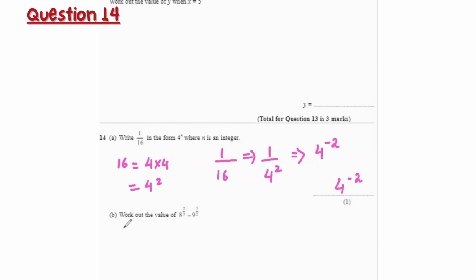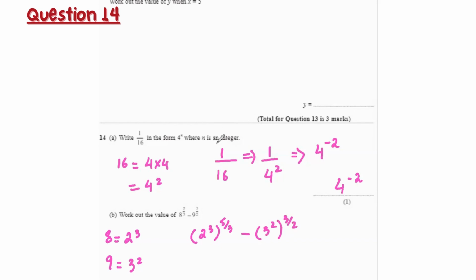Then it says work out the value of 8 to the power of 5 over 3 minus 9 to the power of 3 over 2. So we know that 8 is 2 cubed and 9 is 3 squared. So let's replace 8 with 2 cubed over here and 9 with 3 squared.